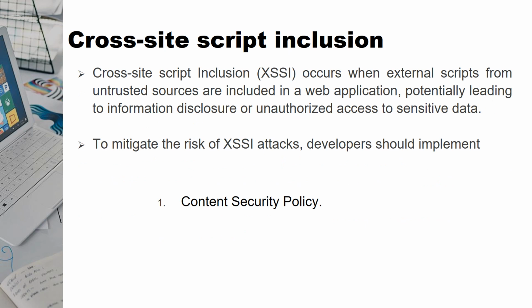Another web vulnerability is cross-site script inclusion. This happens when a website includes scripts from untrusted sources. Such as if you include a script from a third-party site and that site gets hacked, attackers can run malicious code on your site as well. To prevent this, you use a content security policy to control which scripts can run.